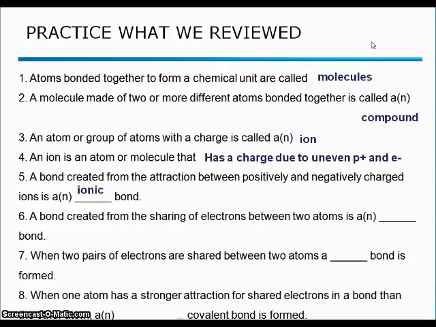Number 5, a bond created from the attraction between positively and negatively charged ions is an ionic bond. If they're sharing, it's a covalent bond. If 2 pairs are shared, it's a double bond. And when one atom has a stronger attraction, it's called a polar covalent bond.